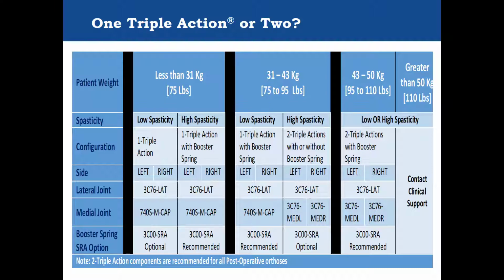This chart is intended to provide general guidelines for component selection for pediatric triple action AFOs. The first consideration is patient weight. The patient's level of spasticity is then used to determine whether 1 or 2 triple action components is appropriate, with or without booster spring SRAs. 1 triple action paired with a medium Tamarack companion joint will be suitable for many applications. It is recommended, however, that all post-surgical AFO designs use 2 triple action components to ensure maximum stability, even for smaller, low-tone patients.